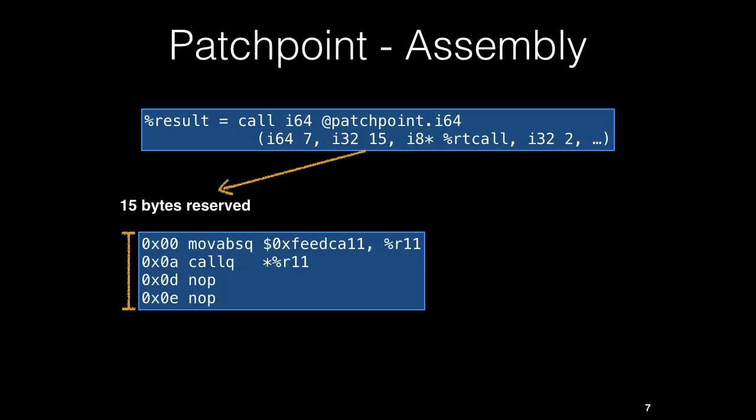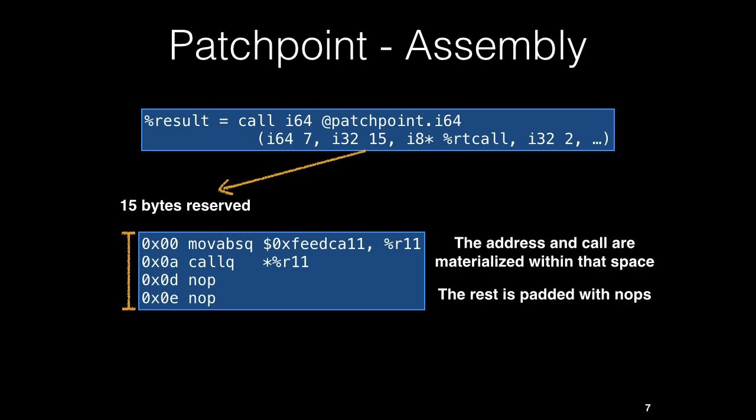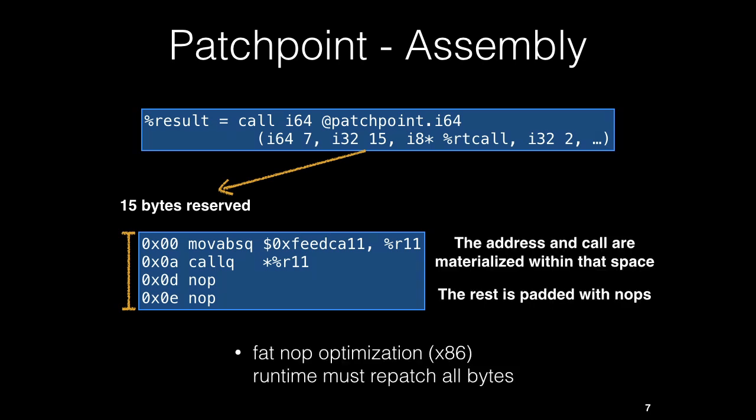So in the end, the only thing we generate is just a little bit of text in your object file which materializes the call target and does the call. If you specify no call target, basically a null value, we won't even do that. It's important that you at least request as many bytes as it takes to do this call, otherwise the compiler will yell at you. And what is also important on x86, we do fat nop optimization. That means you have to patch everything, otherwise you have an invalid state.